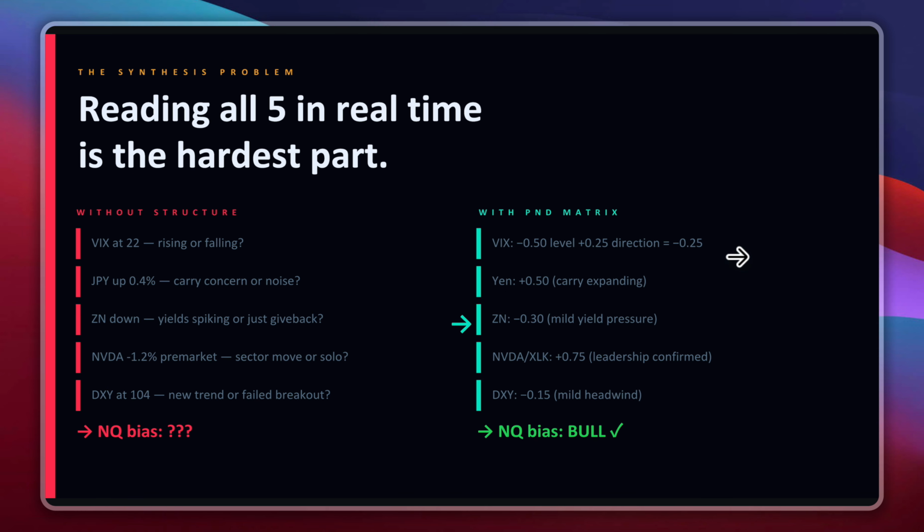This has always been my problem, where I'm reading all these things: VIX is falling, JPY is up 4%, ZN's down, Nvidia is down pre-market, DXY is at 104. What does that mean, right? So this is why I set out to build something that shortcuts that decision-making process for us, so we can just focus on our charts and our execution process, but take the bias that's based in data and numbers to give us the directional bias for the day.